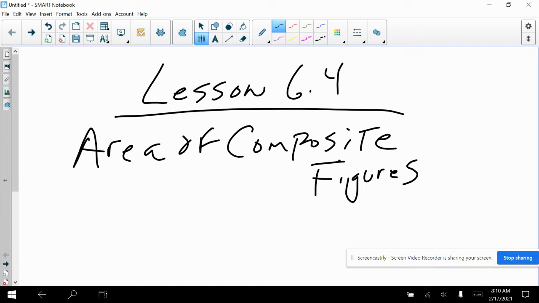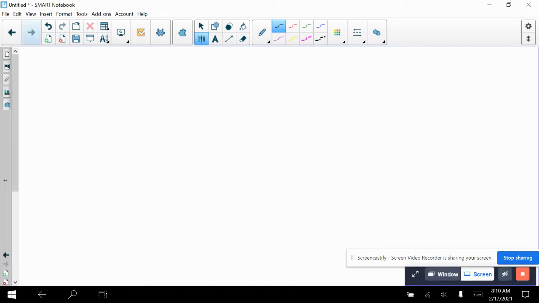What do you think composite figures mean? What do you think that means? Anybody? Nobody has a guess? Wow. All right. Two or more shapes put together. Composite. All right, we'll start off easy. Sort of.